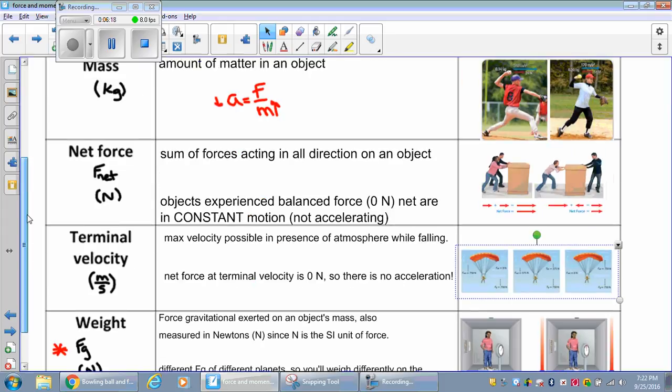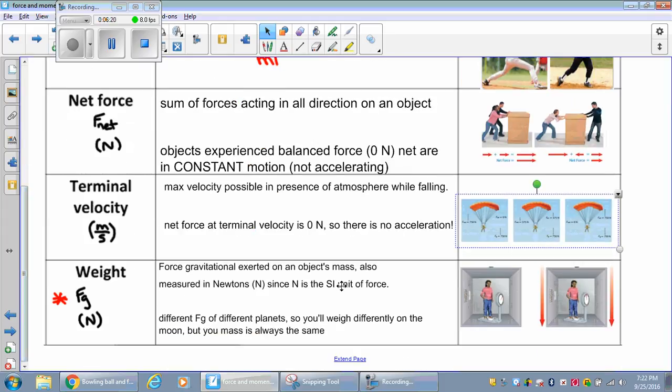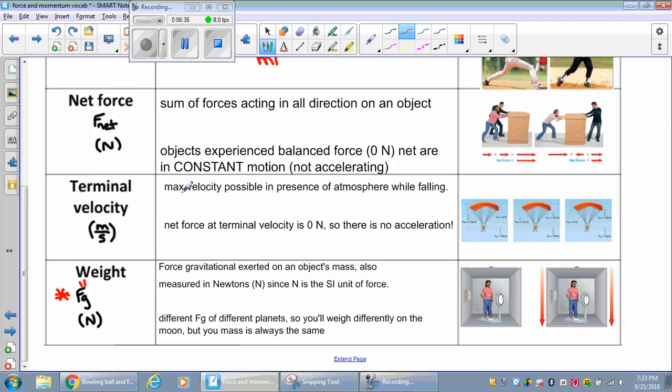Conservation of momentum. Okay, let's do weight real quick. Weight, this is important. The other word for weight is force gravitational, FG. These mean the same thing. Do not ever forget that. And since it is a force, it is also measured in newtons. Anytime you see the word force, the SI unit, the System International unit, for it is the newton. It is the force exerted on an object's mass by the gravitational field.